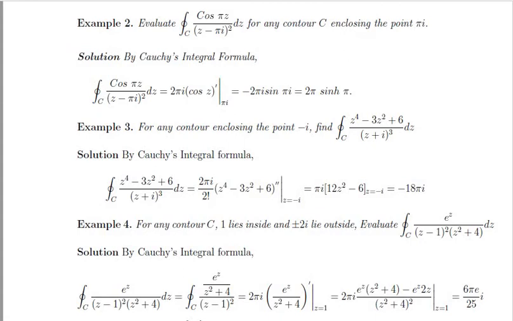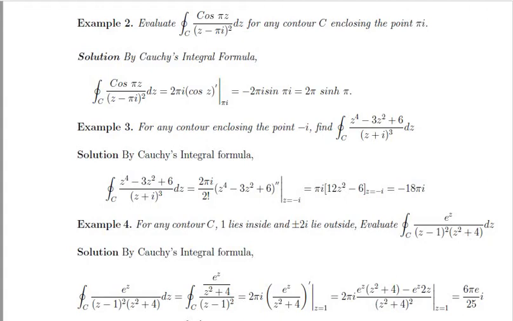Consider the example. Evaluate the integral over C of cos πz divided by (z − πi) whole square dz, for any contour C enclosing the point πi. Contour is a simply closed curve. Here Cauchy's integral theorem is not applicable because the closed contour contains the point πi. Therefore, the given function is not analytic inside C.